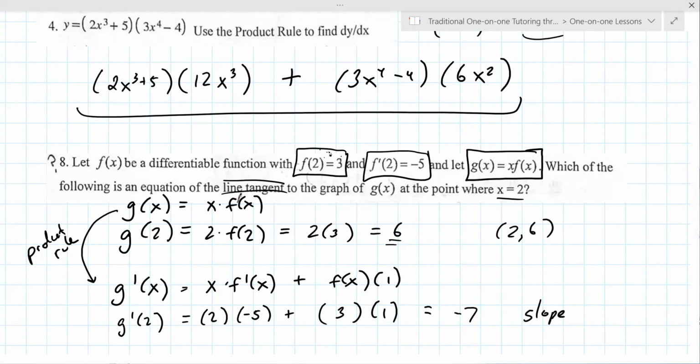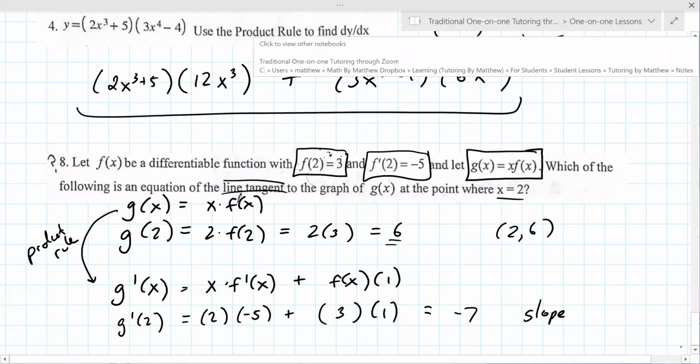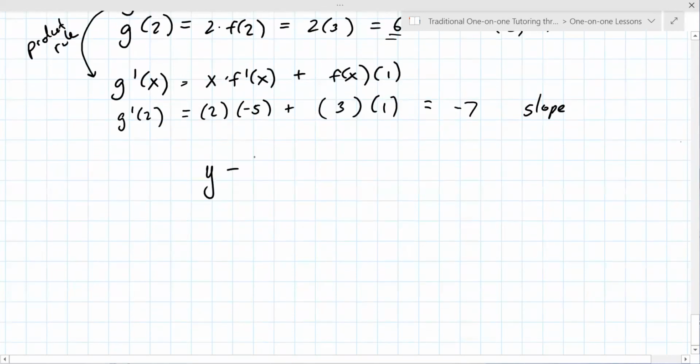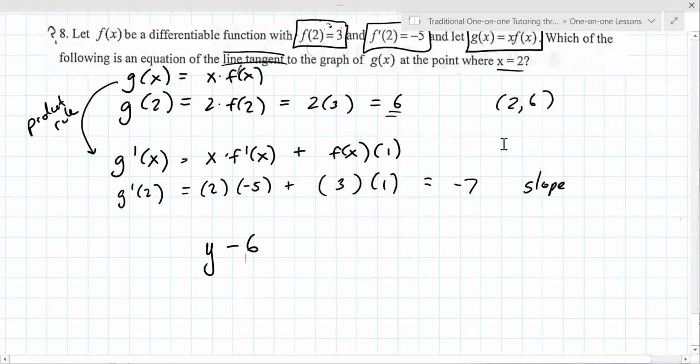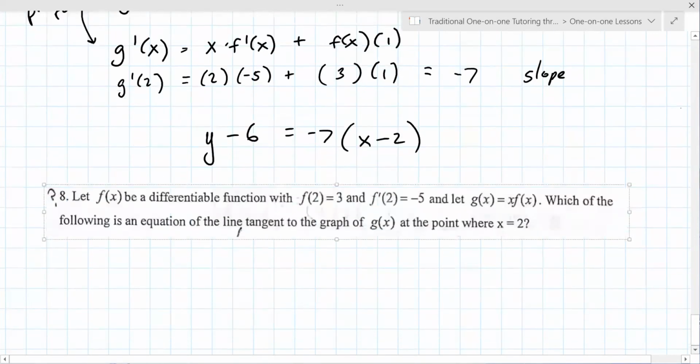Okay. So then it's y minus 6, equals -7 times x minus 2. Yes. Okay, so let's try this same problem now, but it's going to be a slightly different derivative.